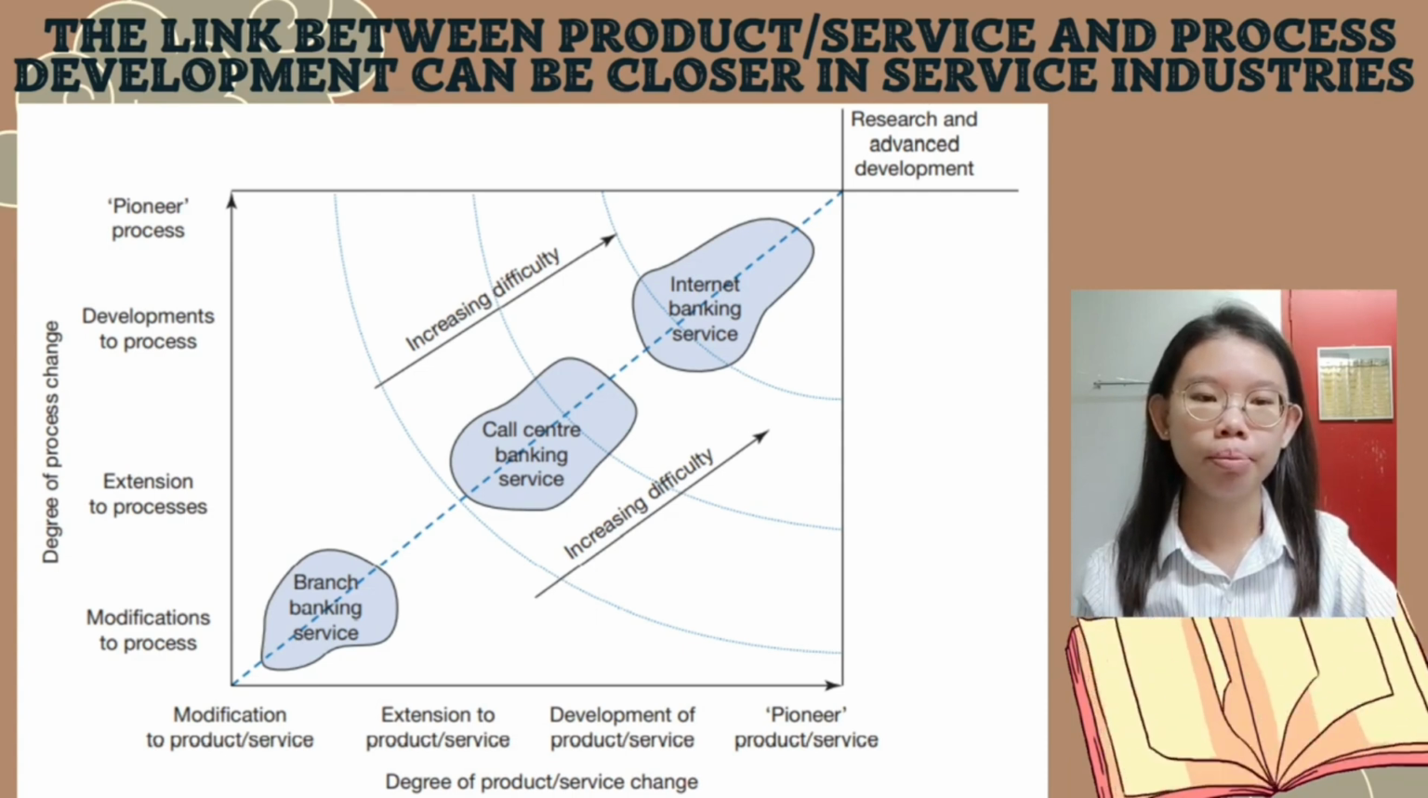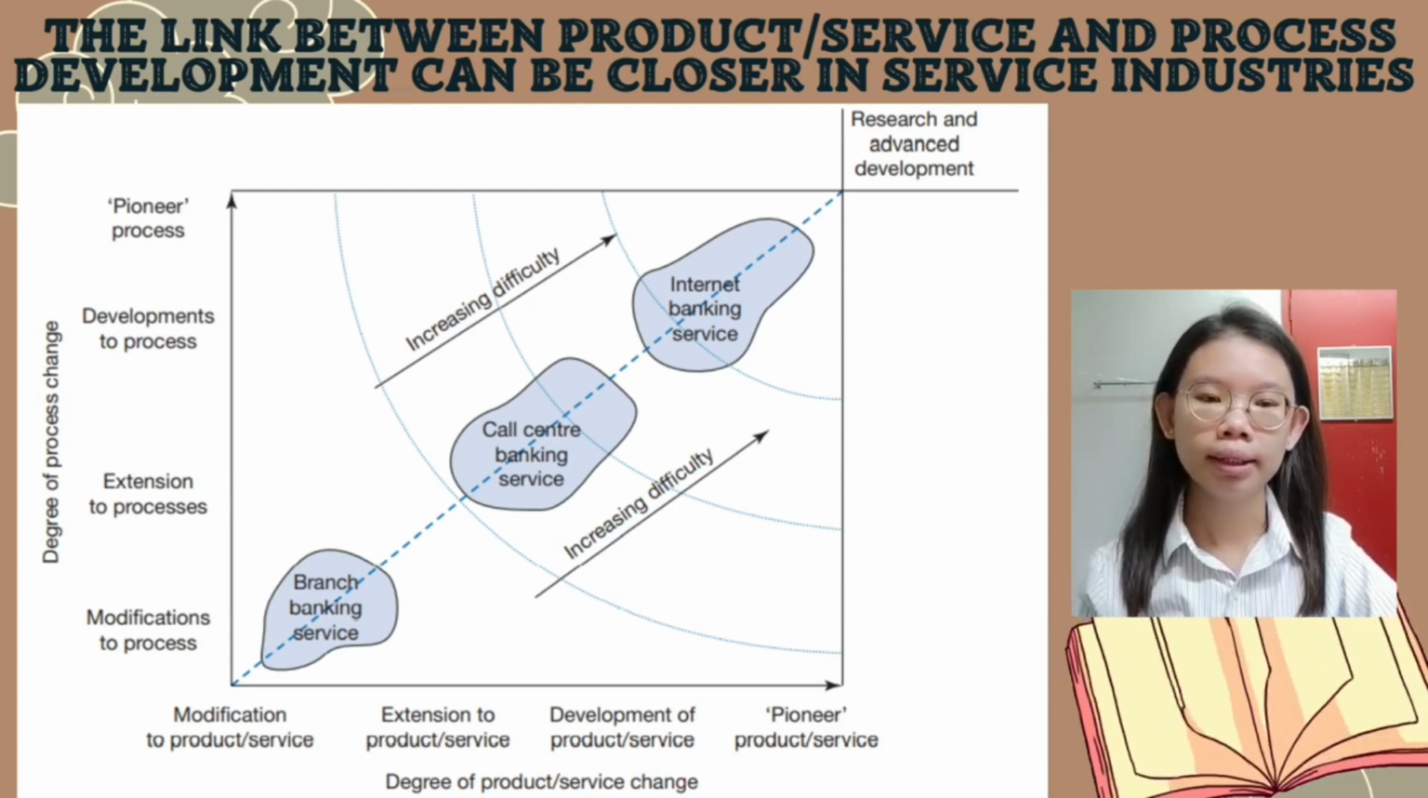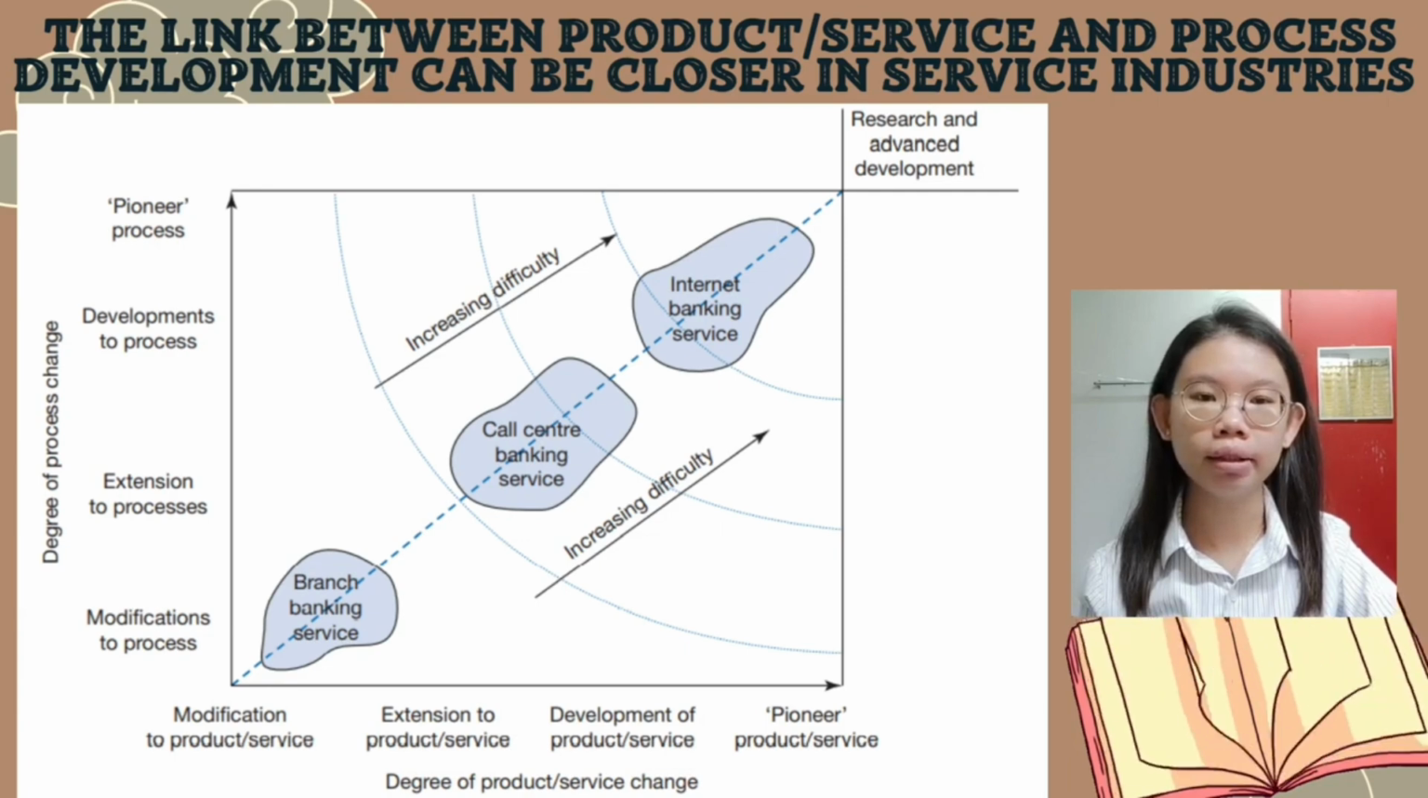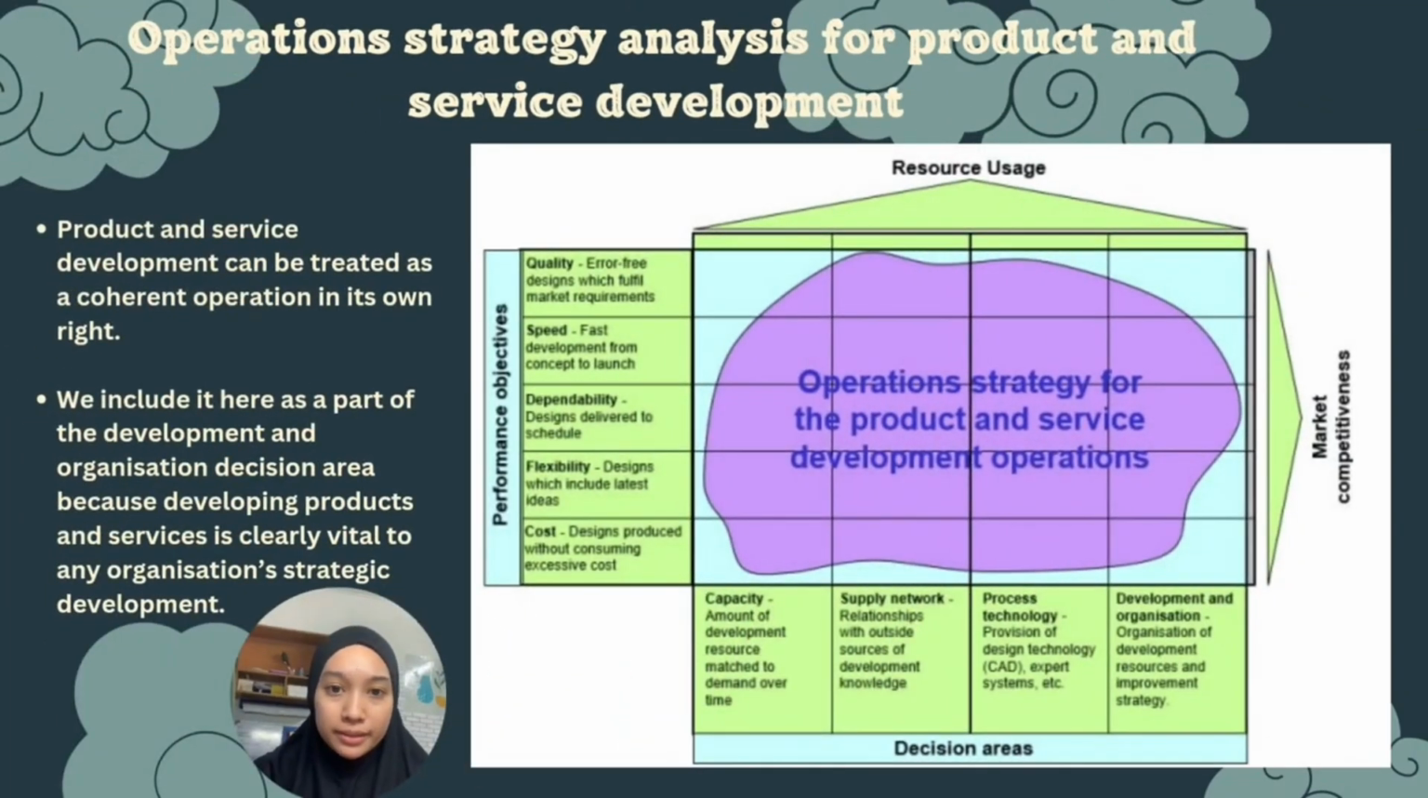Product and service development can be treated as a coherent operation in its own right. It is included here as a part of the development and organization decision area, because developing products and services is clearly related to any organization's strategic development. Performance objectives of quality, speed, dependability, flexibility and cost can be used to describe the impact of a new or modified product and service in the marketplace.